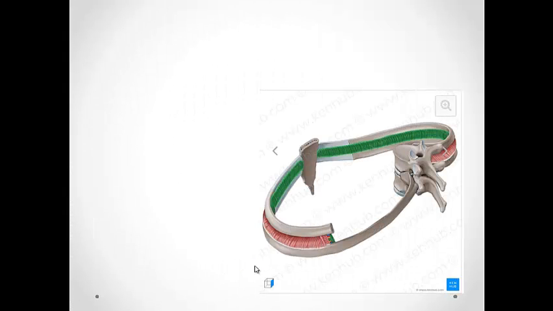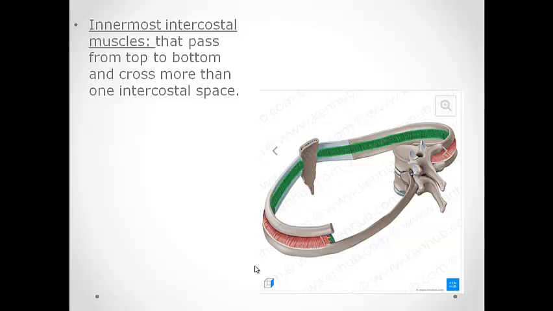This is in contrast to the innermost intercostal muscles. Now this is the third layer. It's found on the inner side of the thoracic wall. And these usually pass from top to bottom, so they pass in a vertical direction. And the characteristic feature of the innermost intercostal muscles is that they cross more than one intercostal space. So, for example, you can have one starting at the third intercostal space and then passing down all the way to the sixth intercostal space.